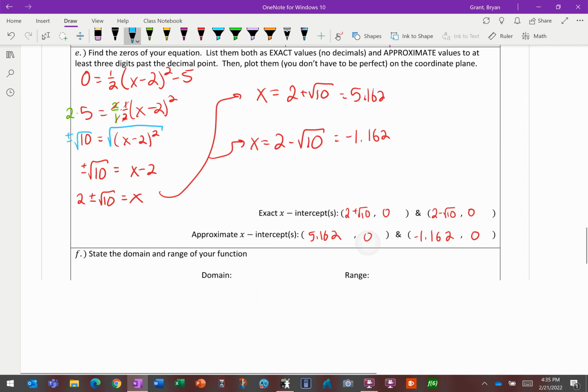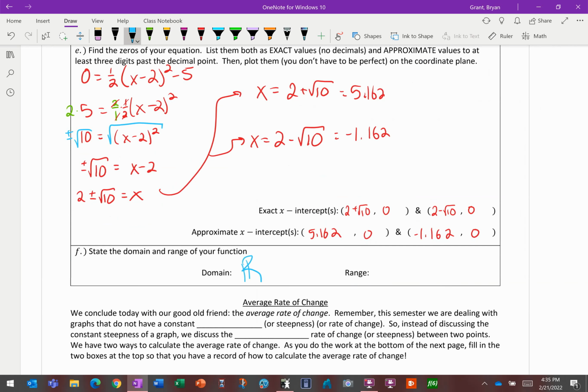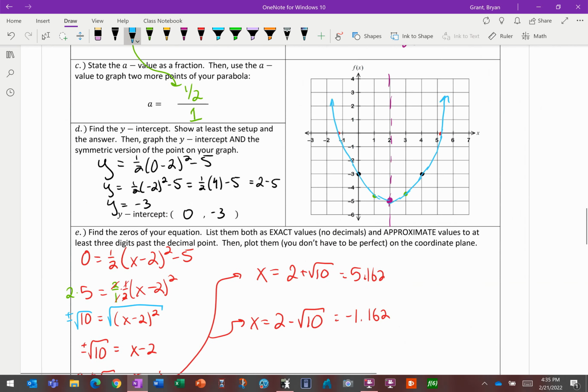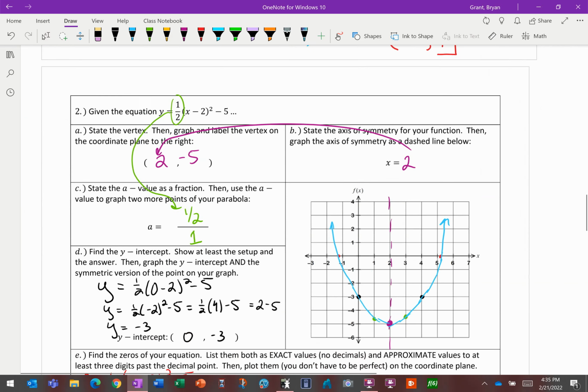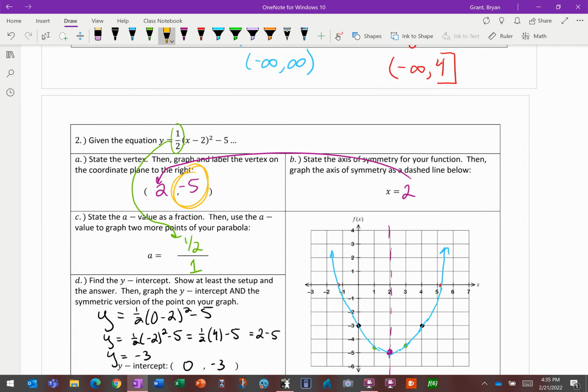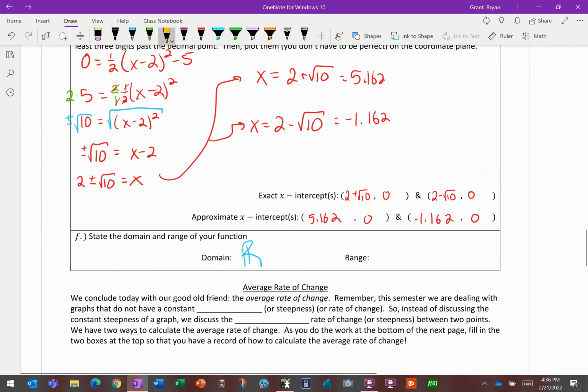Domain, we know that's going to be all real numbers again. And then on to the range. See, the lowest it looks like this graph gets is negative 5, and you might start to realize that that definitely relates to the other value of the vertex. Negative 5 is the lowest it gets in this case. We say y is greater than or equal to negative 5. Or we can go from negative 5 to infinity.